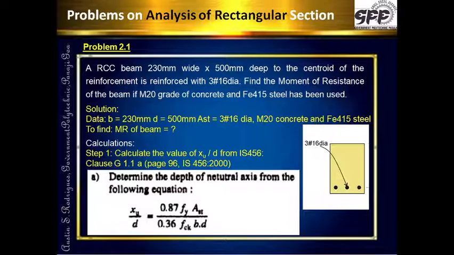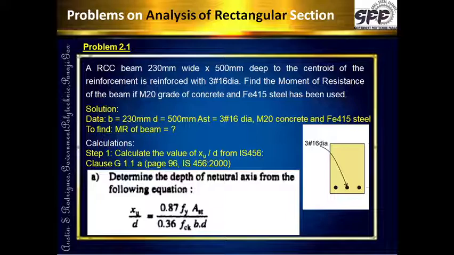So the first thing what we do is we collect the data. We will be writing the data right in the beginning, what all data has been given. The data is small b, that is the width of the beam, is 230 mm. The small d, that is the effective depth. Effective depth is the distance from the outermost or extremost compression fiber to the centroid of the reinforcement, that is excluding the cover or excluding the effective cover. So that has been given as 500 mm. Area of steel in tension has been given as 3 bars of 16 mm diameter. The grade of concrete is M20, grade of steel is Fe415.